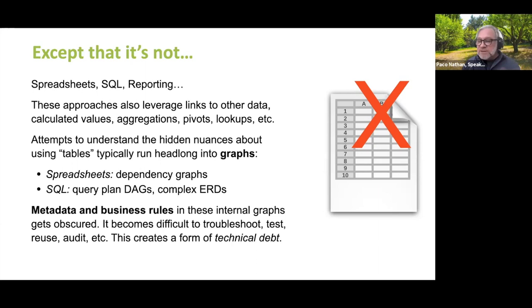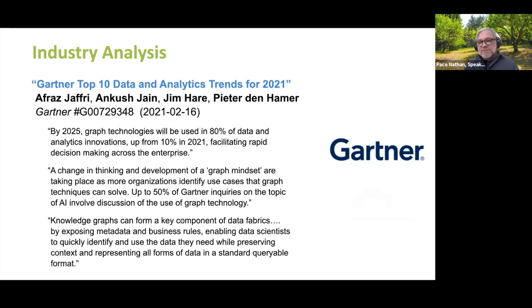I will shout out to a friend, Felienne Hermans in the Netherlands, who did her PhD about spreadsheets and just how much tech debt is looming out there. And so it's really interesting that over the past year, there's been a real mind shift. Gartner in 2020 was saying that graphs, whatever. And then in February, they did an about face and said, well, we're at about 10% penetration for graph technologies in analytics right now, but we estimate that by 2025, we'll see 80% of data analytics using graphs. And currently at least 50% of their inquiries about AI are regarding graph technologies. So Gartner is pushing that graphs have reached a turning point.